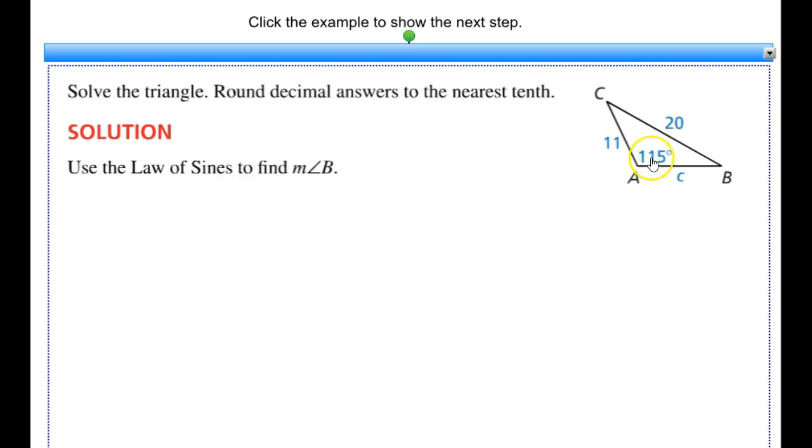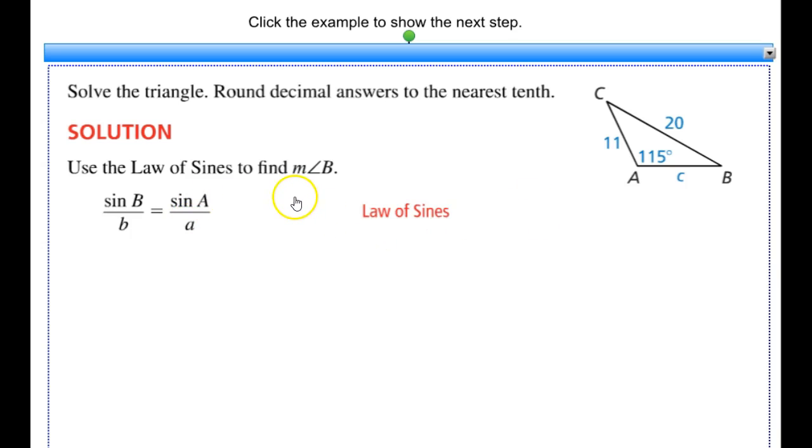And I see that I have an angle and a side length that's opposite it. Whenever I see that I have those 2 things, I always want to use the law of sines. So now I can see that I have an angle and the side across from it. I also have this side length, so I can use it to help me find angle B. So that's the first thing I'm going to be finding in this triangle.